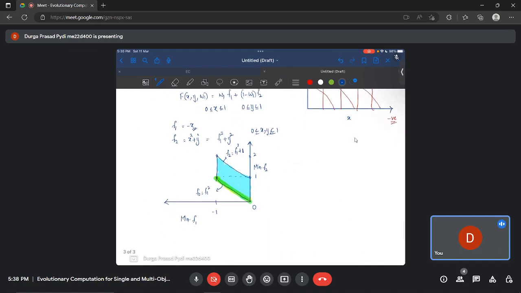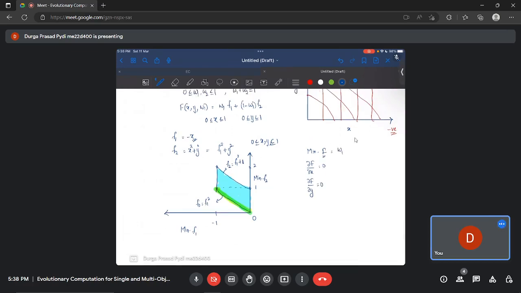The first step is essentially to identify the stationary points. When you have some function capital F and you want to minimize it, the first step is to make the derivatives equal to 0: del F by del x equal to 0 and del F by del y equal to 0. The original function capital F is w1 times f1, which is x, plus (1 minus w1) times (x square plus y square).